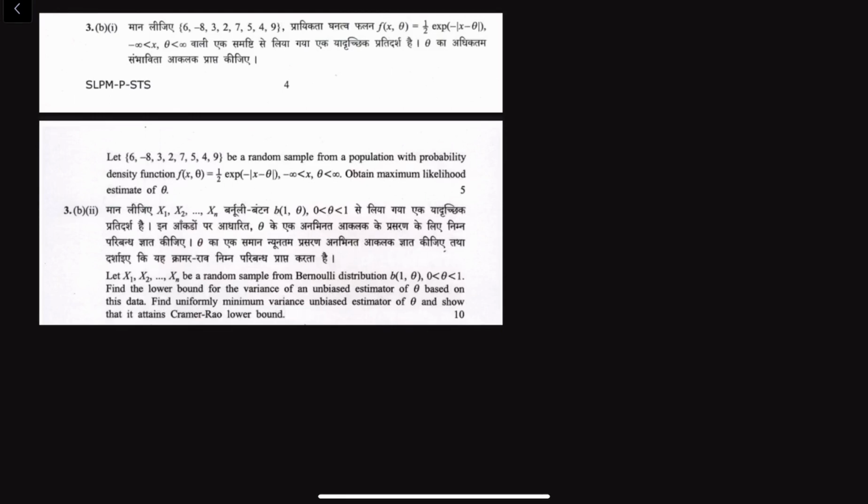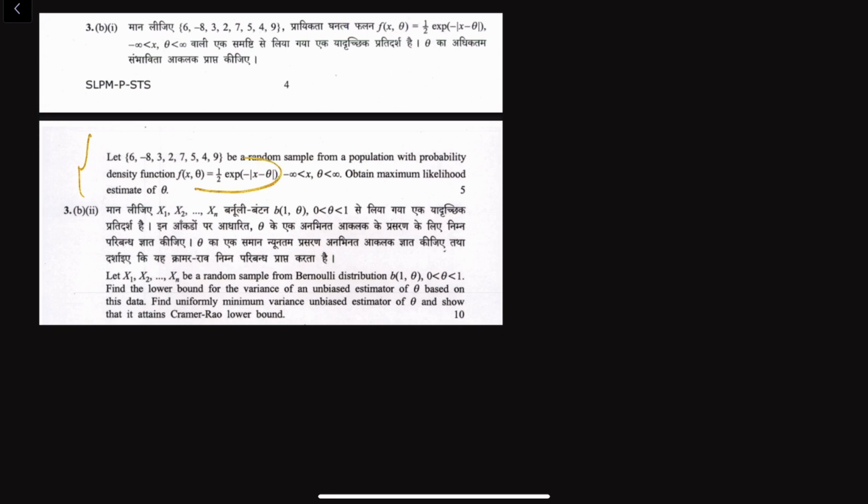In this video, I will be solving the second part of the third problem of UPSC Civil Services Mains 2025 Statistics Optional Paper 1. So the first part of this question says, let 6, -8, 3, 2, 7, 5, 4, 9 be a random sample from a population with probability density function f(x, θ) = 1/2 · exp(-|x - θ|), where x and θ range from minus infinity to infinity, and we need to find the maximum likelihood estimate of θ.